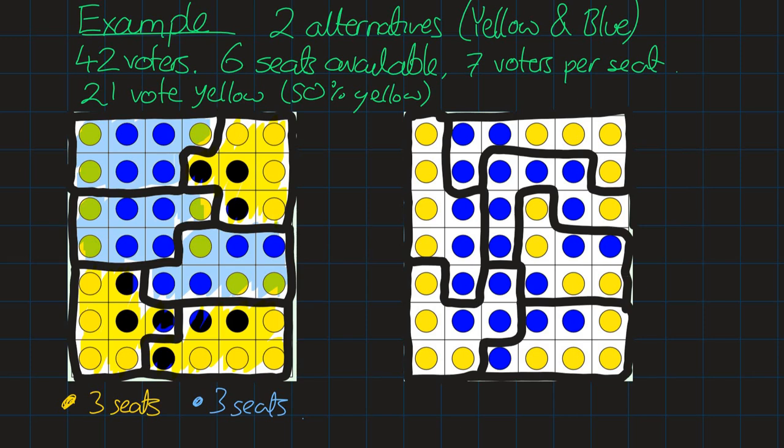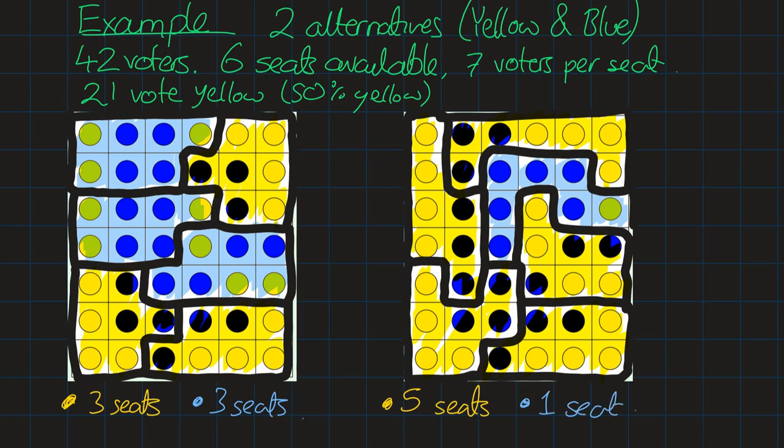So now what happens? In the top left district, yellow has 4, blue has 3, so yellow wins. The one underneath, yellow has 4, blue has 3, so yellow wins again. The top right district, blue has 3, yellow has 4, so yellow wins. The one underneath, blue has 6 and yellow has 1, so blue definitely wins this one by a large margin. The one underneath, yellow has 4, blue has 3, so yellow wins. And the one underneath, yellow has 4, blue has 3, so yellow wins again. So now yellow has 5 seats and blue has 1 seat.